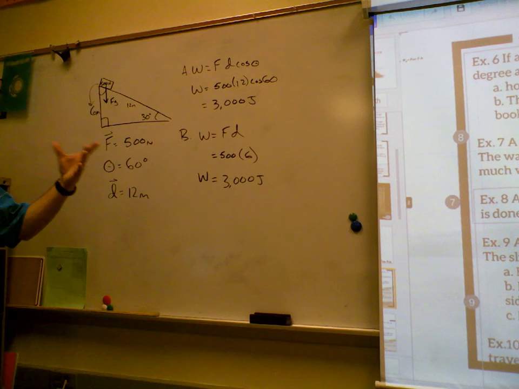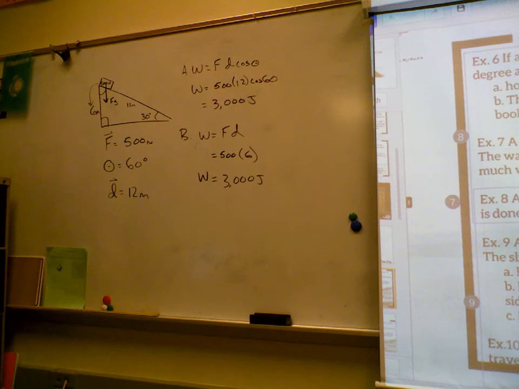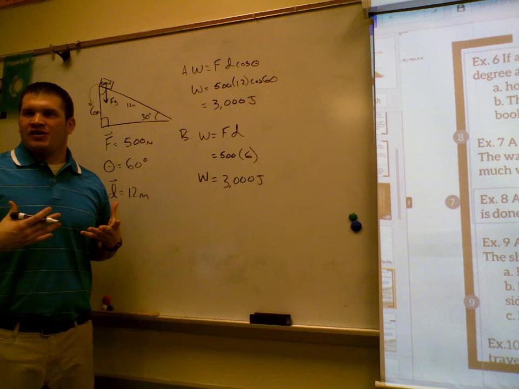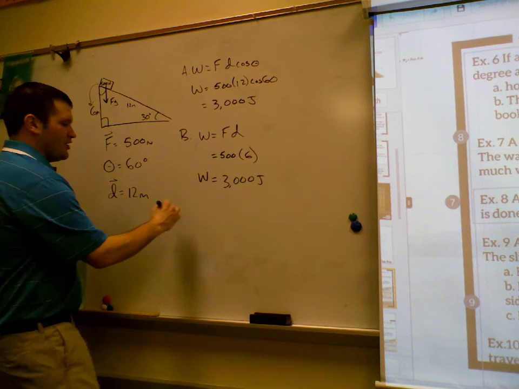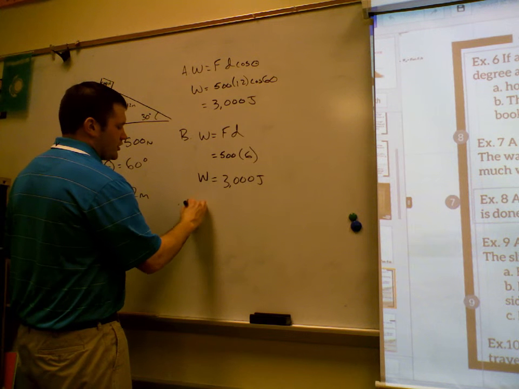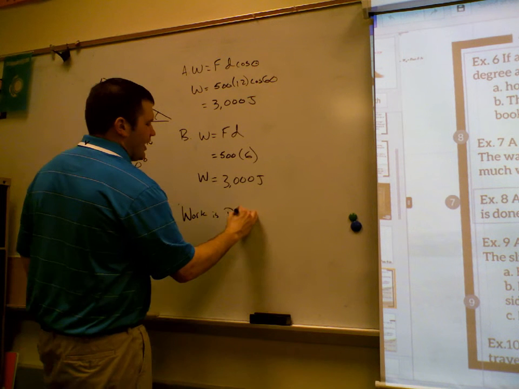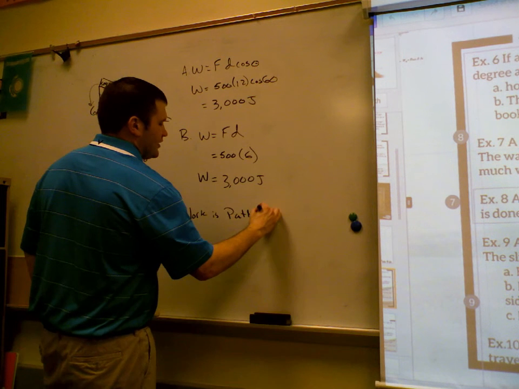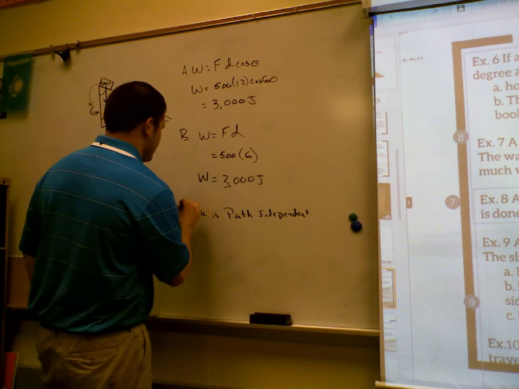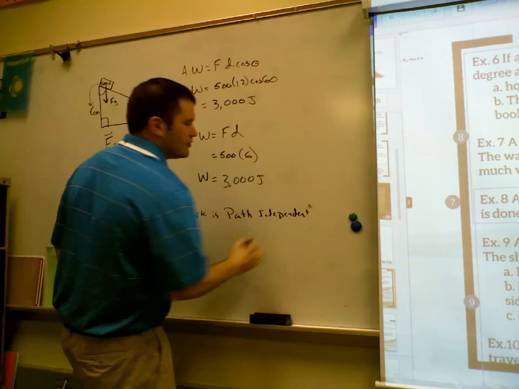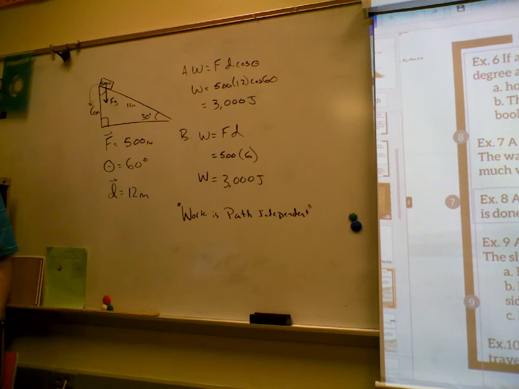All right. So both of those are 3,000, right? So what this further shows us is that work is path independent. Okay? I'll write that down. Work is path independent.